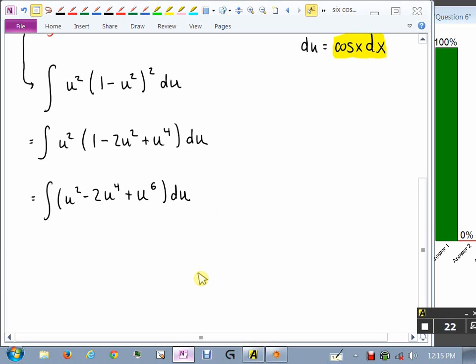Now power rule. The antiderivative of this is 1/3 u to the 3rd minus 2/5 u to the 5th plus 1/7 u to the 7th plus constant. And now we replace u with sine x, and we're done. Please vote. While you're voting, I'll leave that up for a few more seconds.